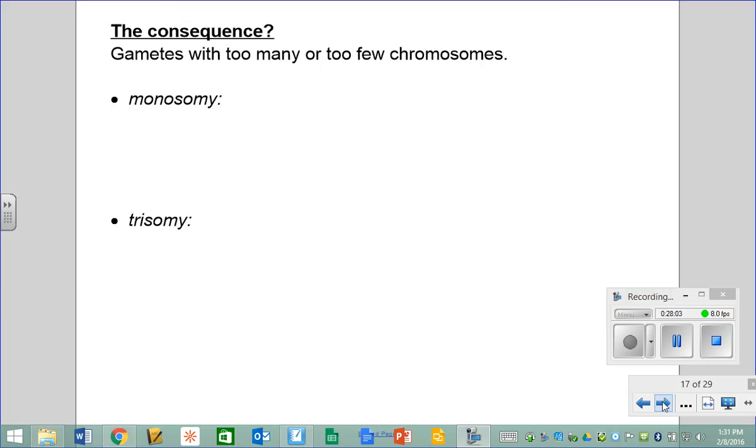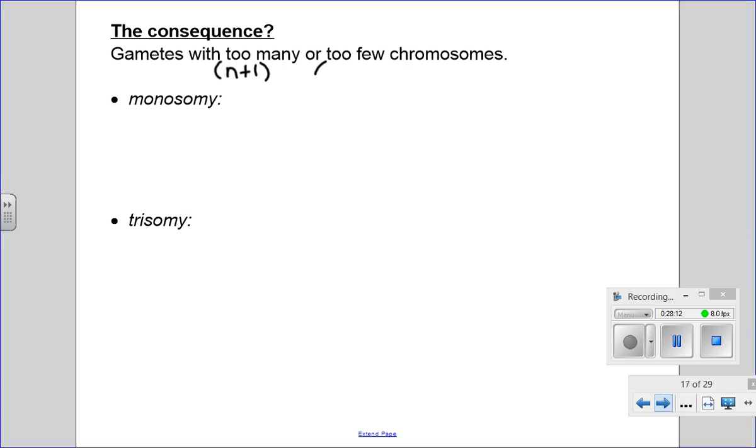So the consequence of nondisjunction are gametes with too many or too few chromosomes. Now you'll notice in basically any source you look at, too many means you have 1 extra. Too few means you have 1 too few. We would not talk about N plus 2 or N minus 2 or N plus 3 or N minus 3 because the probability of an organism surviving from a gamete that had that big of a difference in chromosomes is very low. Even the conditions that we do know of are incredibly rare.